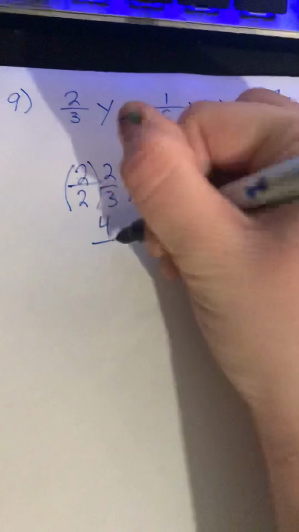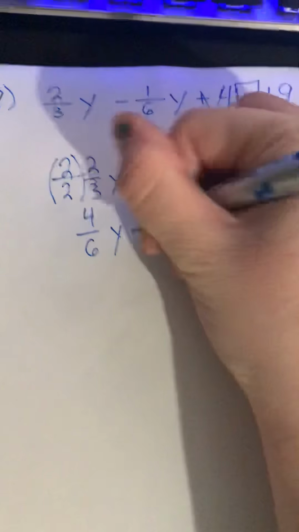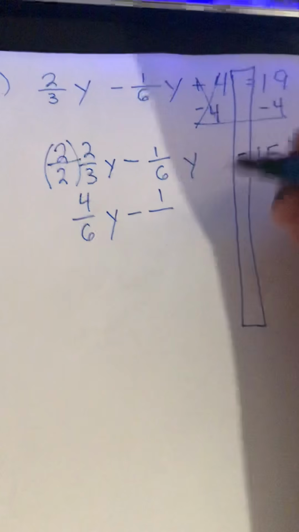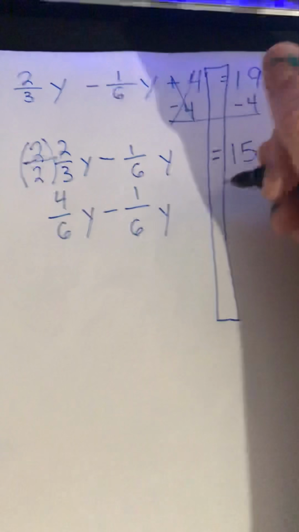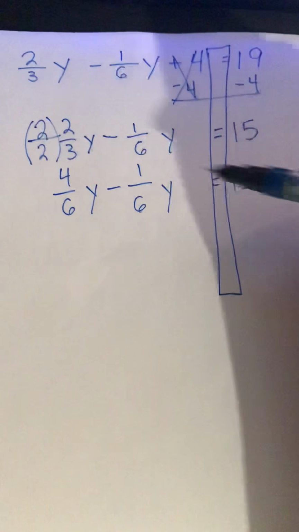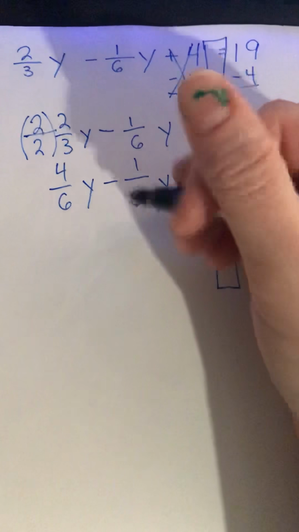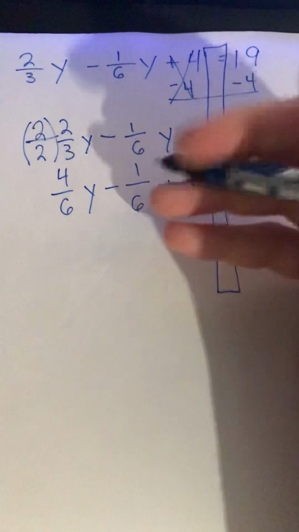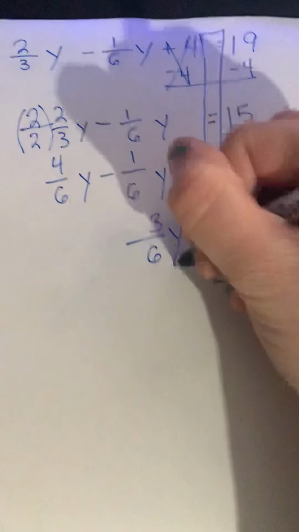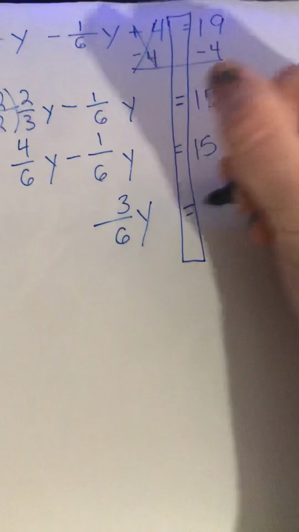So this ends up being 4 over 6 times y minus, because 2 times 2 is 4, 2 times 3 is 6. And then that stays the same, and that's 15. So on this side, you're going to combine like terms. You probably remember from fractions that you just subtract these. 4 minus 1 is 3, and then that's over 6. Y, and then that stays the same.